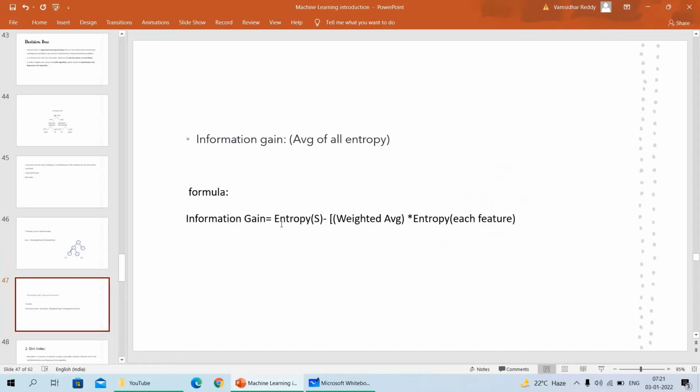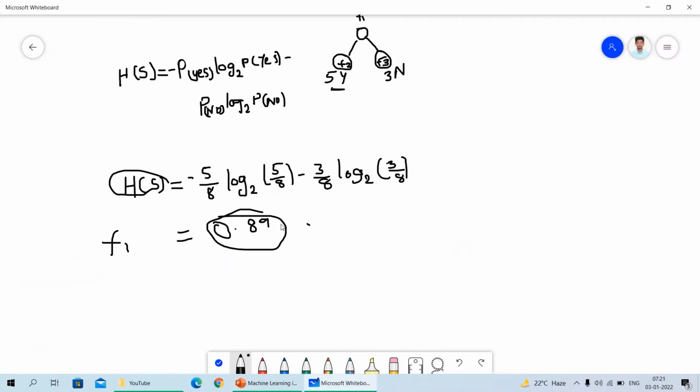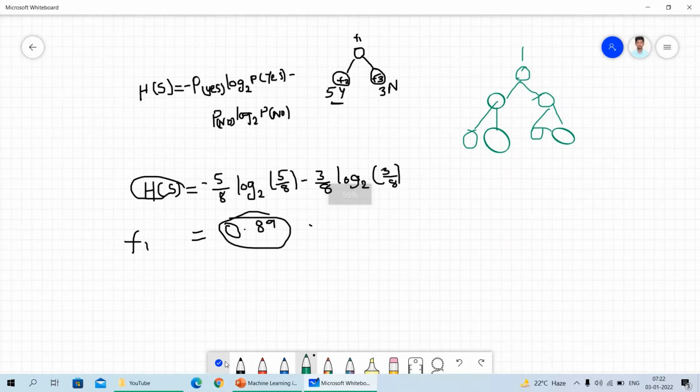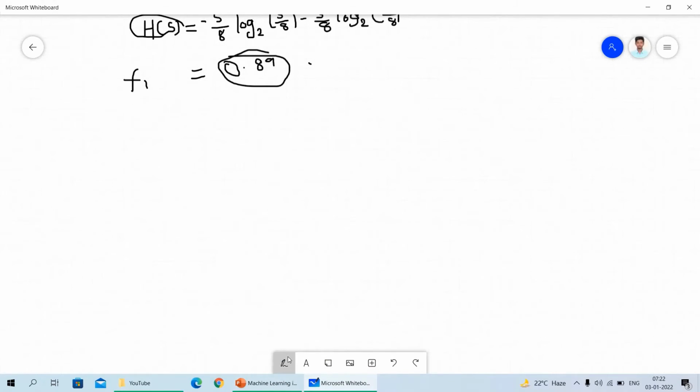The next one is information gain. How do we find the information gain? It uses the average of all entropies. Here we found the entropy for F1. If we have a lot of features, we want to find the entropy of each and every one: F1, F2, F3, F4, F5. After finding all the entropies, we calculate the information gain. Information gain equals entropy minus the weighted average times the entropy of each split.